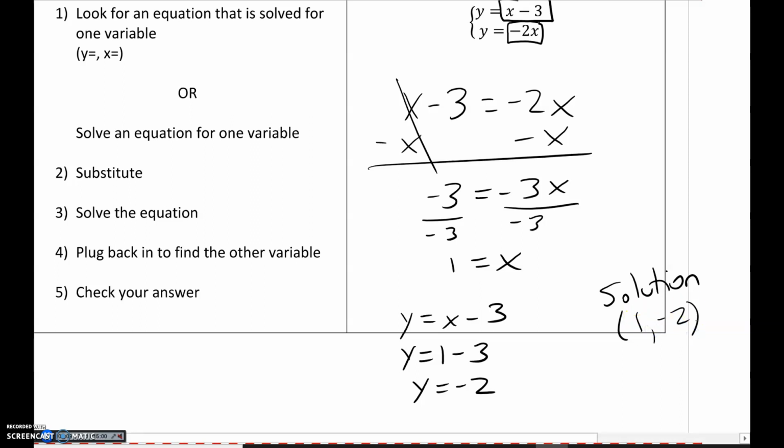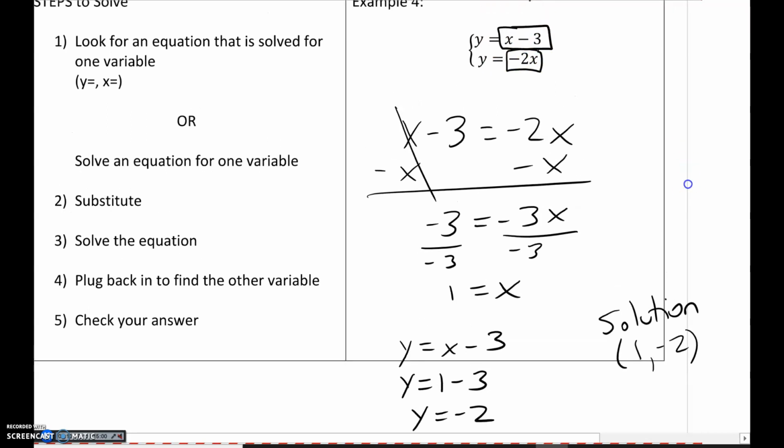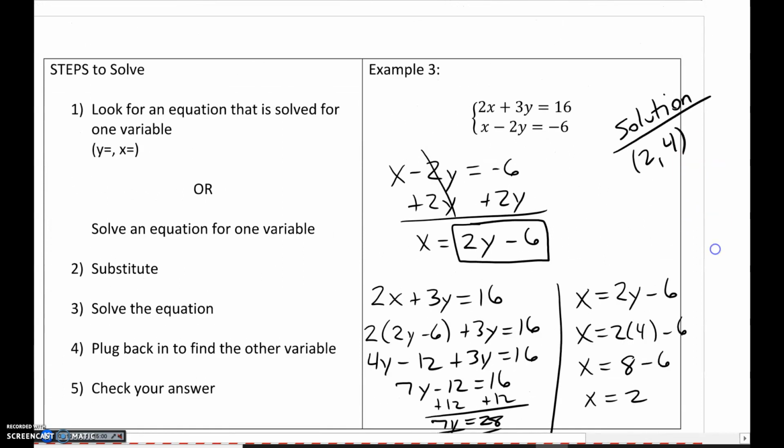Okay, that's solving systems with substitution. Remember, you can go back and check your answers for each of these to see if you did them right. So again, in this example, I would plug in x equals 1. 1 minus 3 is negative 2, so that checks out. And then same thing here, if I plug in 1, negative 2 times 1 is negative 2, so that checks out. We checked example 3 already.